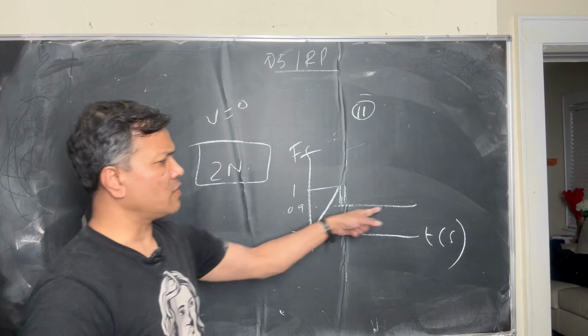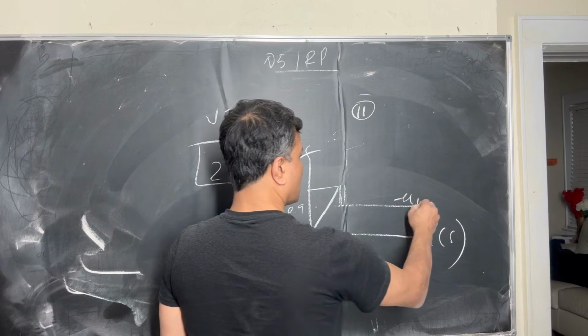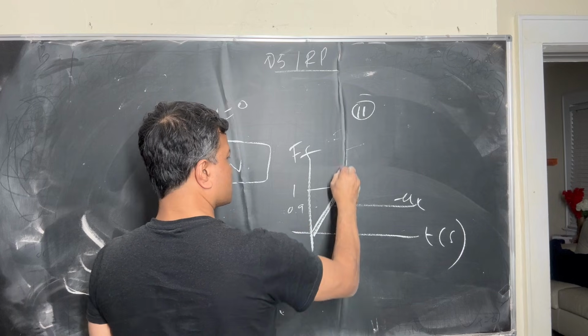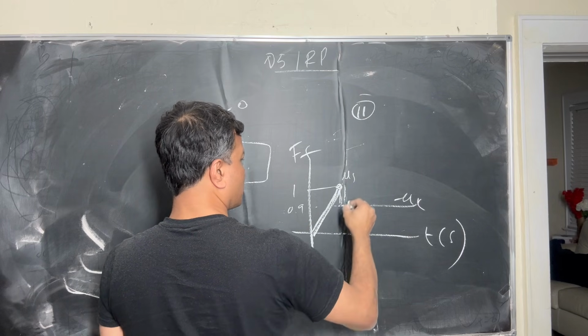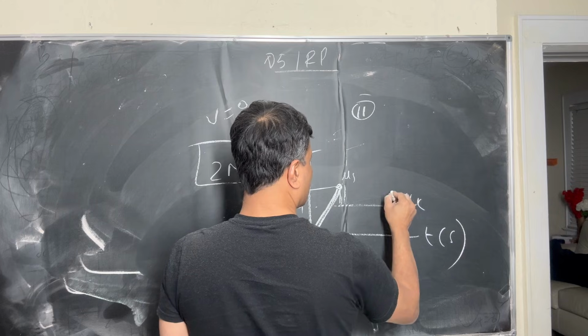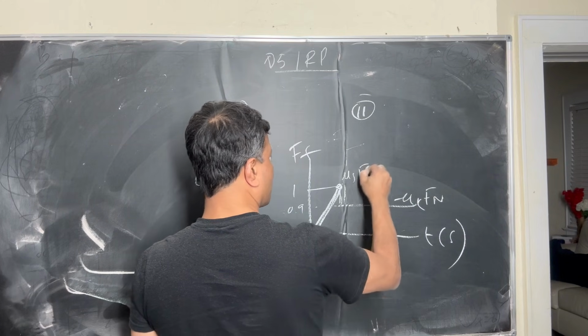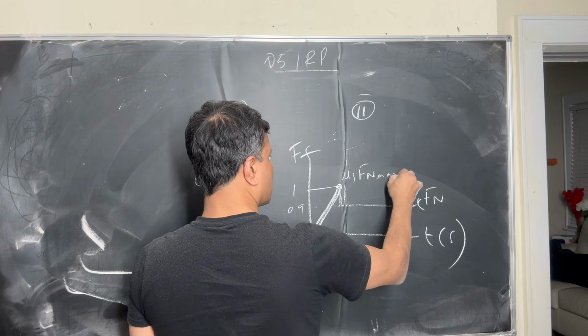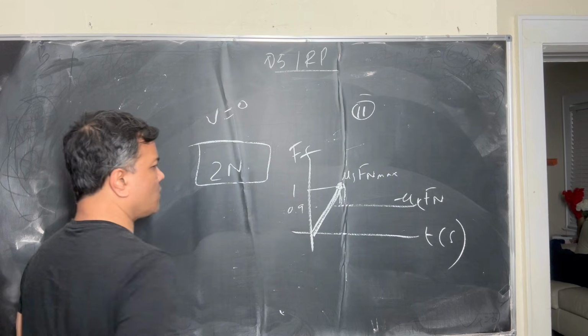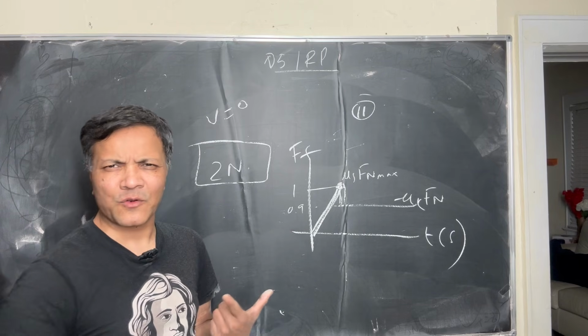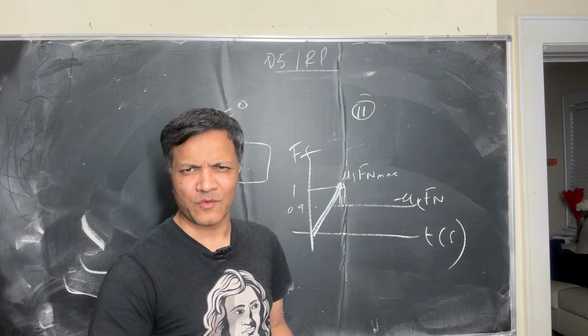Okay, so what do you know? This is mu k. This is mu s. This is mu k Fn. This is mu s Fn max, right here. Okay. Anyway, so the box is resting, right? Some force applied to the box and the box is moving.